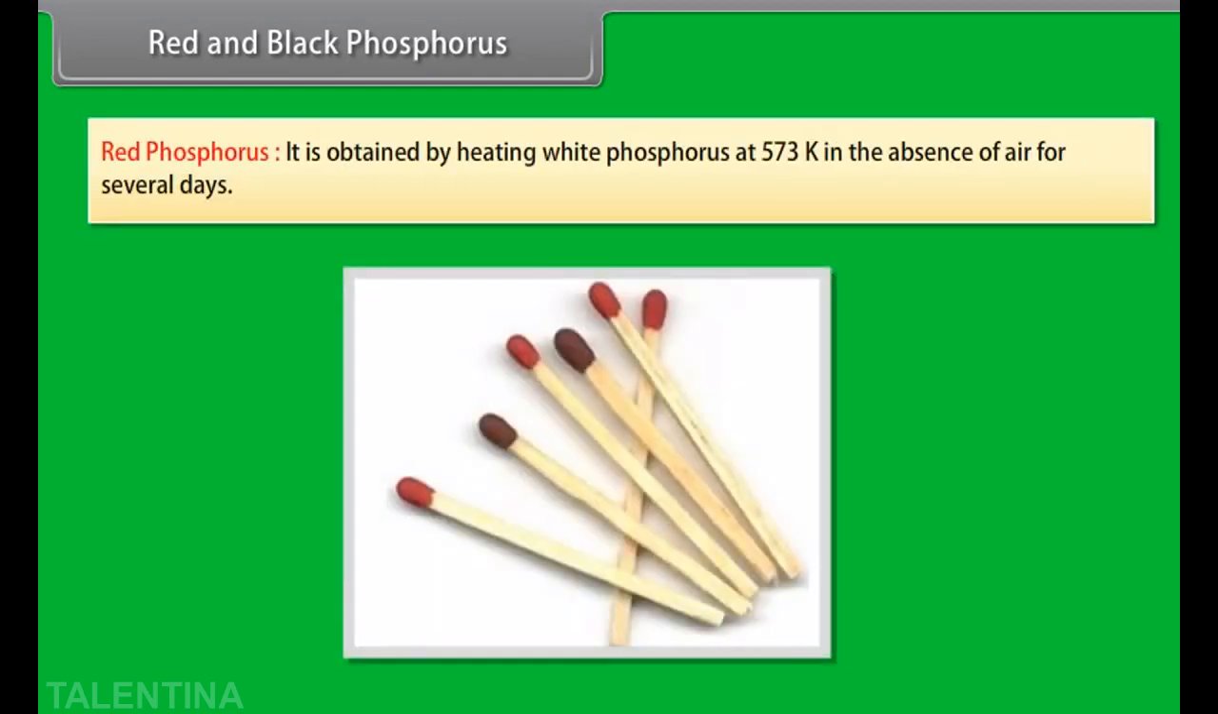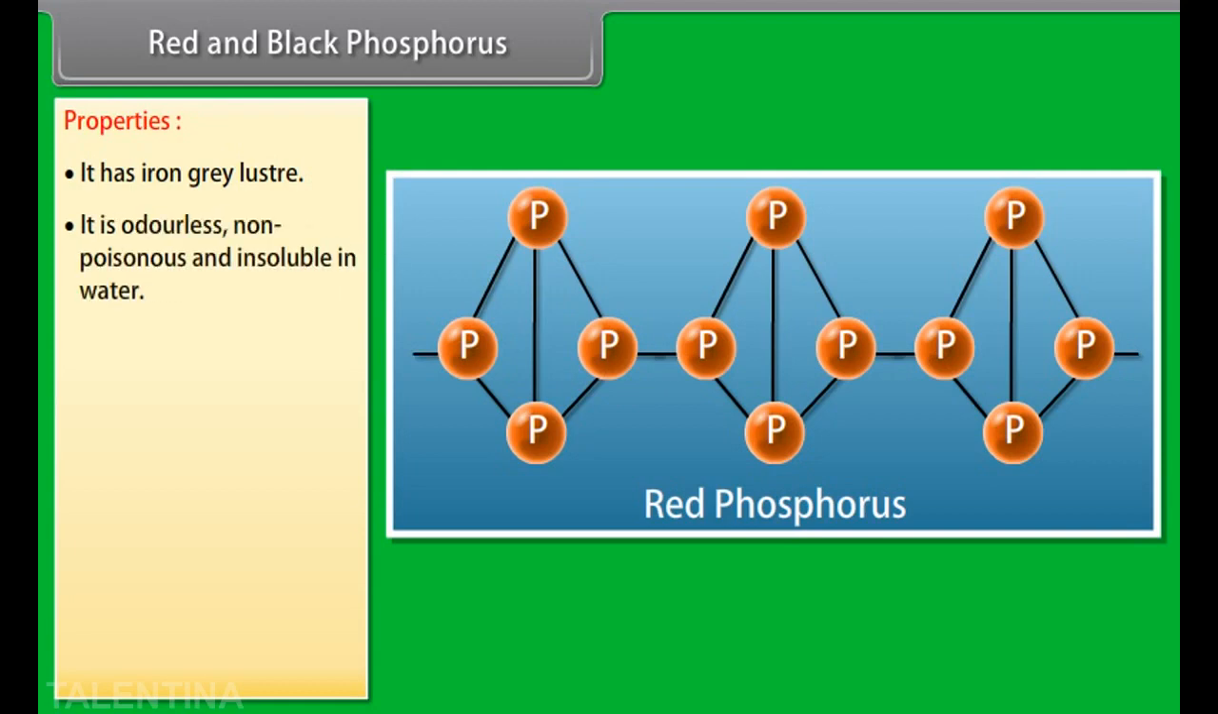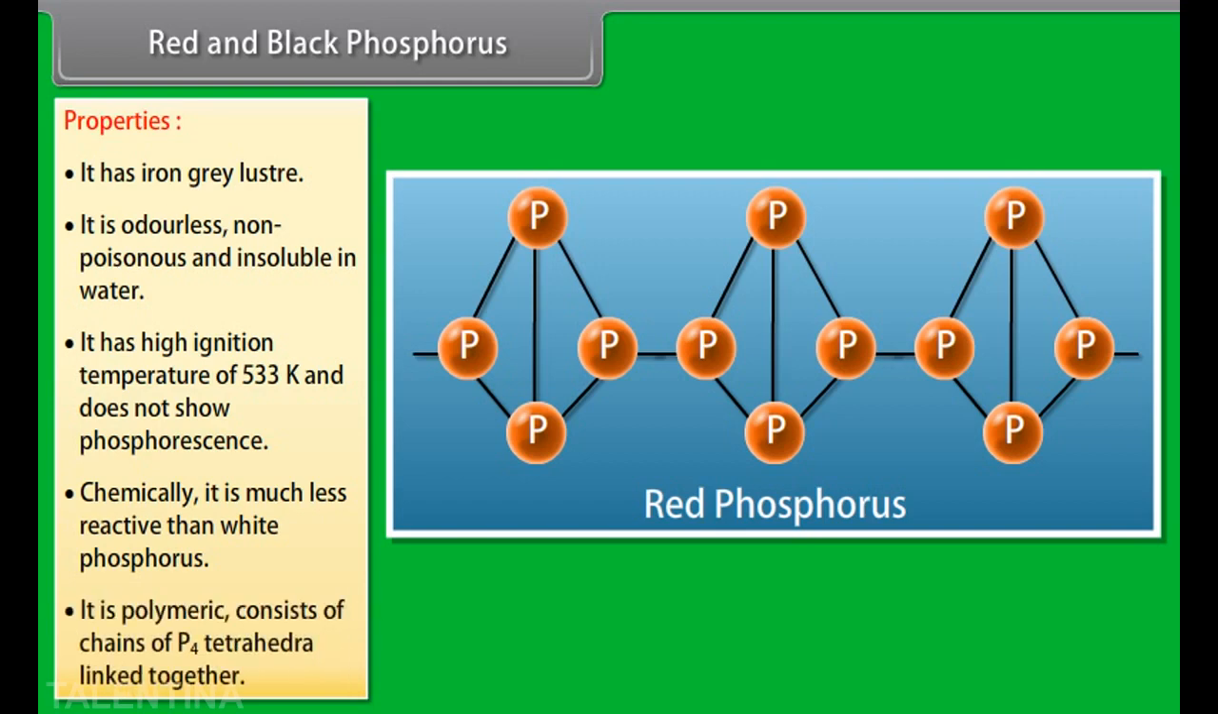Red phosphorus. It is obtained by heating white phosphorus at 573 Kelvin in the absence of air for several days. Properties. It has an iron-grey luster. It is odorless, non-poisonous and insoluble in water. It has a high ignition temperature of 533 Kelvin and does not show phosphorescence. Chemically, it is much less reactive than white phosphorus. It is polymeric, consisting of chains of P4 tetrahedra linked together.